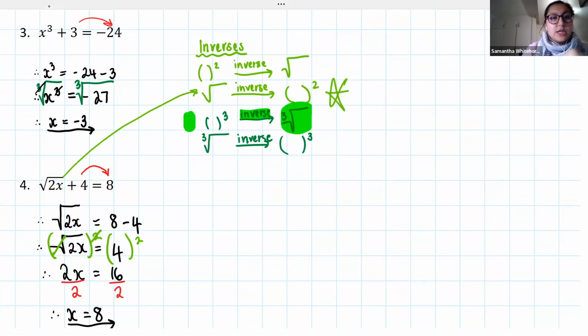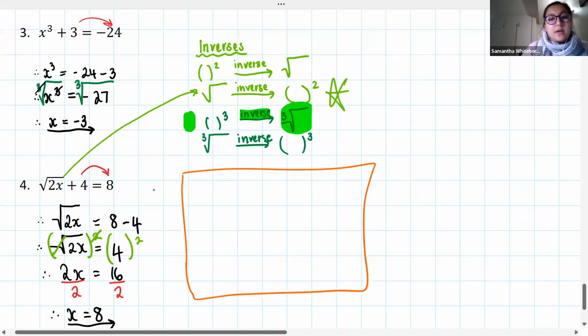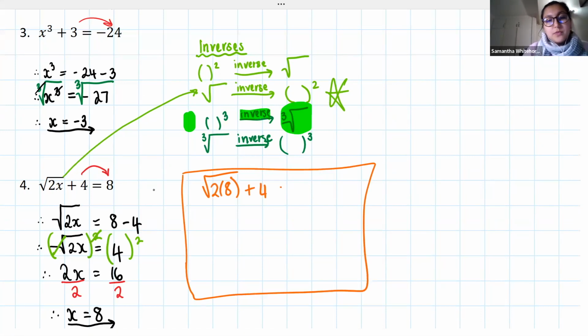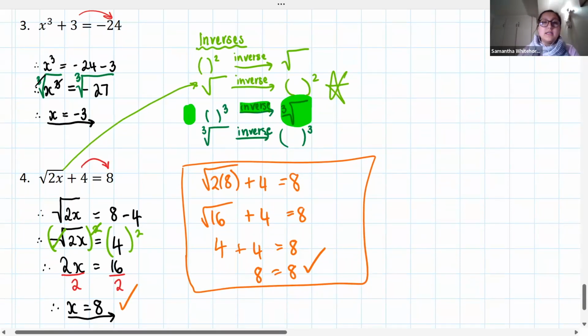Now, if we do a quick check, because like I said, we've got a bit of a mixed bag of answers there. Square root of 2 times 8 plus 4 should equal 8. Right, so 2 times 8 is 16. So we've got the square root of 16 plus 4 is equal to 8. And the square root of 16, we know, gives us 4. And 4 plus 4 does give us 8. And so I know that I've correctly calculated my x value.